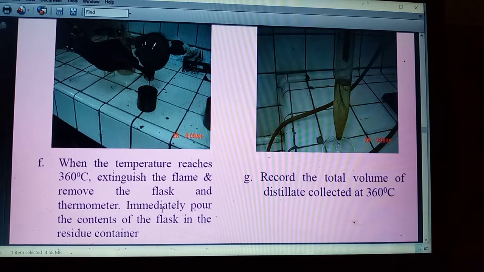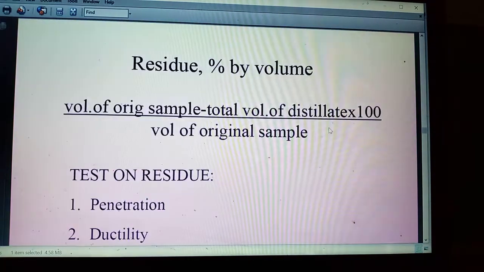So research na lang. Immediately pour the contents of the flask in the residue container. Pagkatapos ma-extinguish yung flame, ilagay mo dyan sa residue container. Then, record the total volume of distillate collected at 360 degrees. So, na-record mo na yung volume ng distillate. Ito yung tubig. Humiwalay na yung tubig.